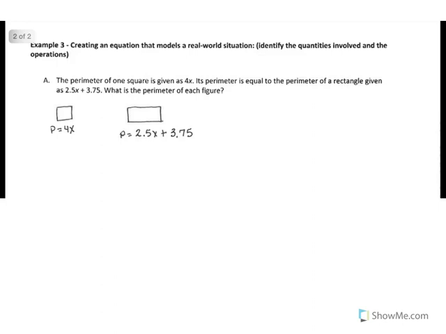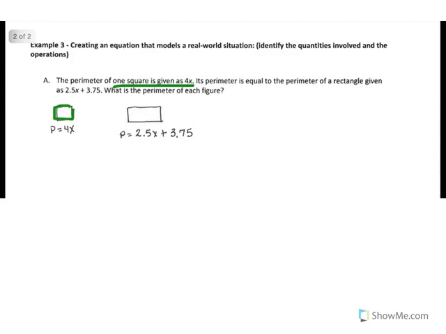So A, the perimeter of one square is given as 4x. Its perimeter is equal to the perimeter of a rectangle given as 2.5 times x plus 3.75. What is the perimeter of each figure? I'm going to go back through and underline key information. I know the perimeter of one square is given as 4 times x. This square, I drew that, and I wrote P is equal to 4 times x because that's the information that was given to me.